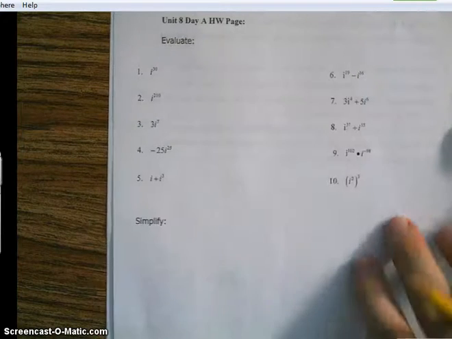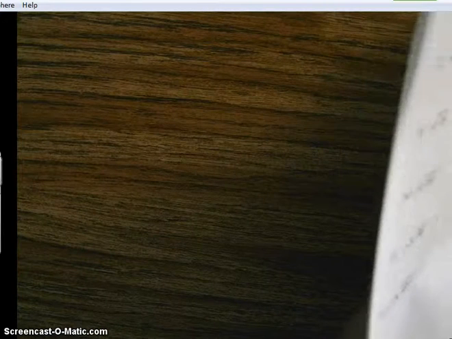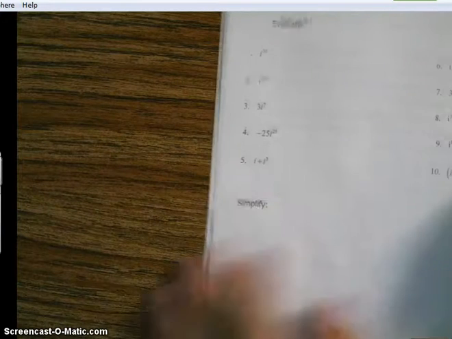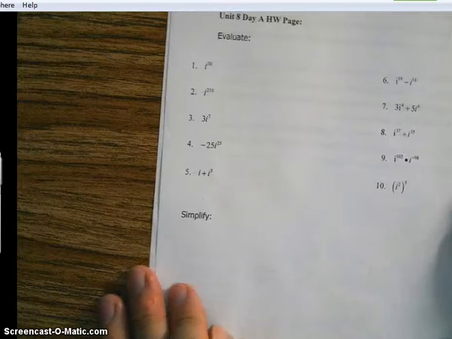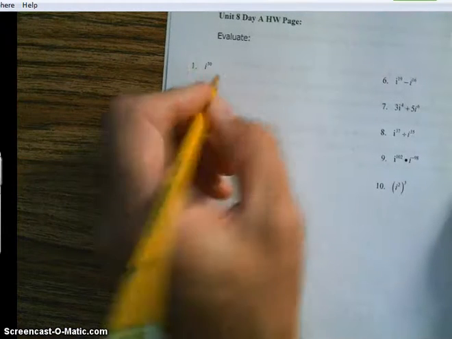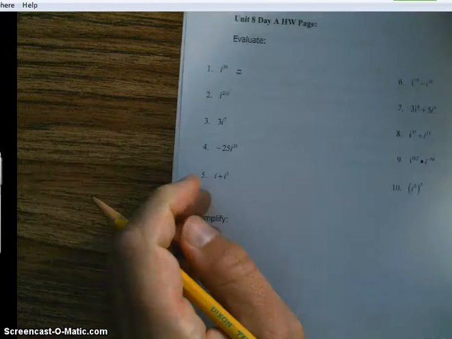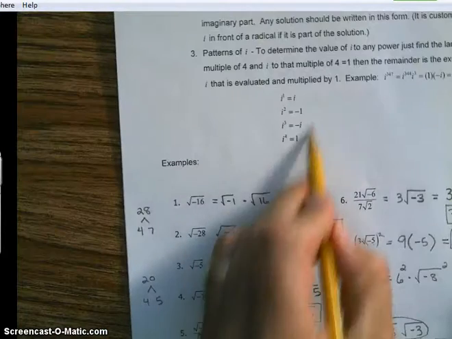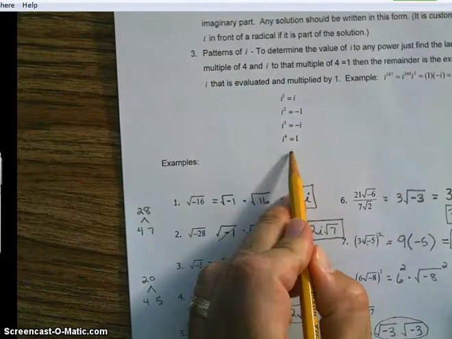Okay, now let me look at what we got here. Let's look at just a couple of these problems. We have i to the 30th power. We want to know what that answer is going to be. Well, the rules to these types of problems are right here.